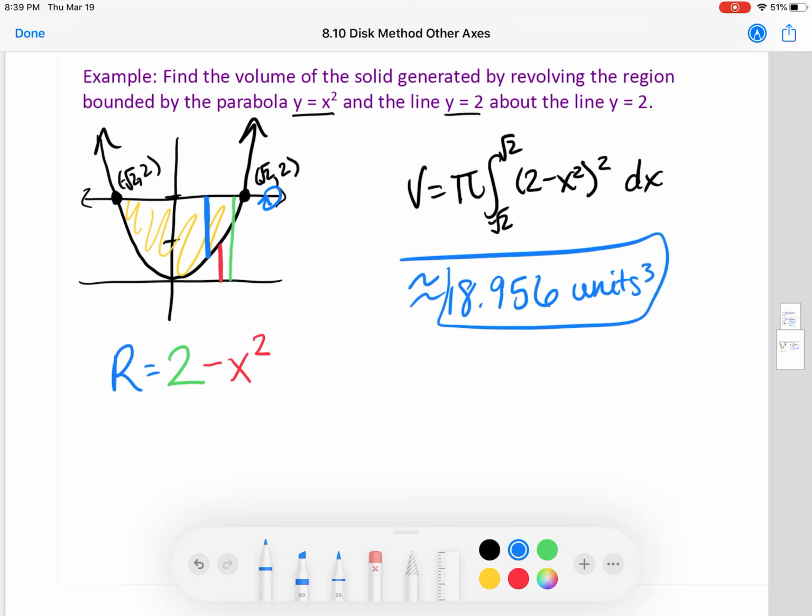And if we're into labeling, units cubed, because we're talking about volume. The label's not super important until they start to give us units in the actual problem, but if you want to, it's units cubed.